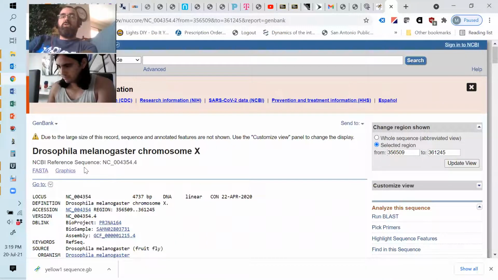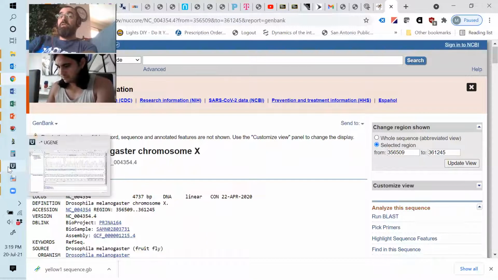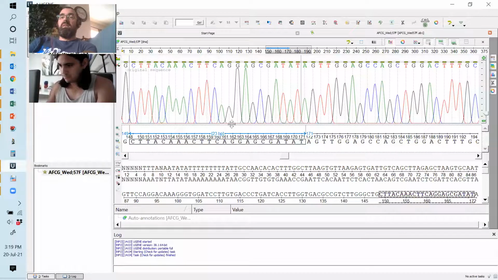Okay, so now we're going to go and use UGene. This is something you're going to need to download from the internet, right? It takes a while, so don't hang about. Just do it the night before you need it, whatever, it doesn't really matter. But it takes a little while to load because it's a big package.